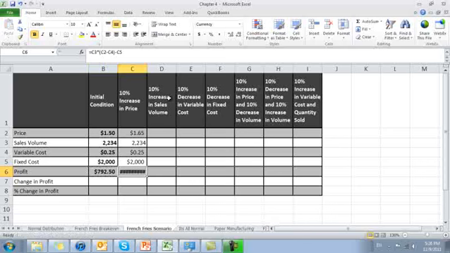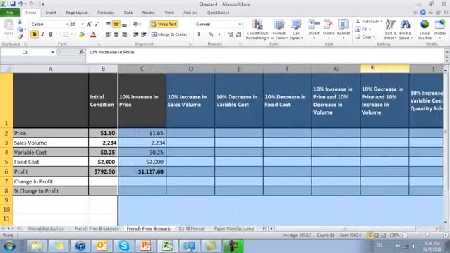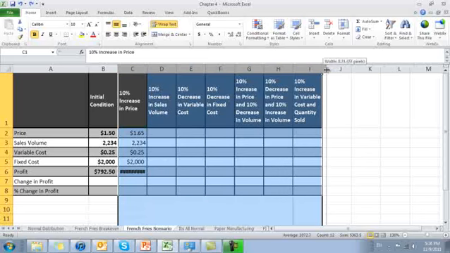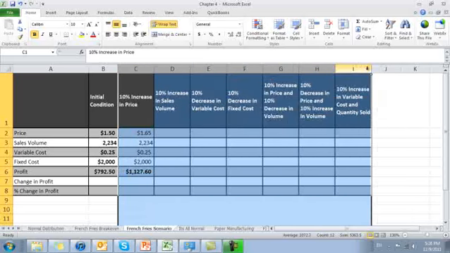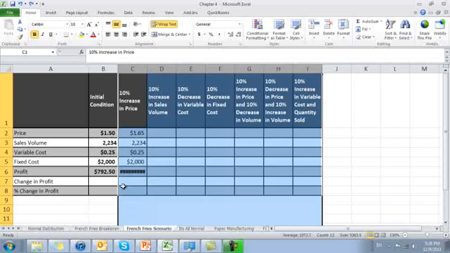Let's calculate my new profitability. My new profitability cannot be expressed. Let's make all of these a little bit wider. There we have it. Suddenly my profitability went up from $792 to $1,127.